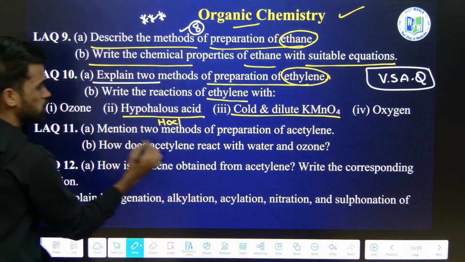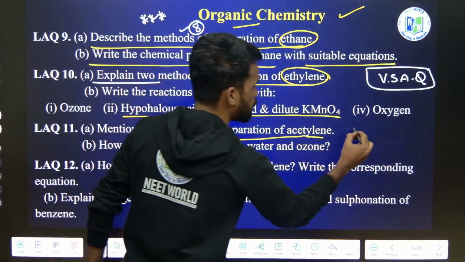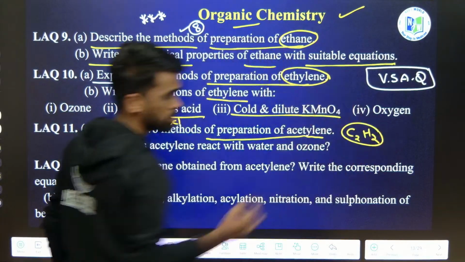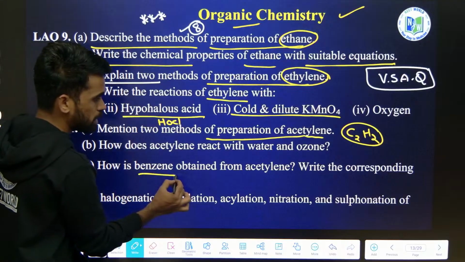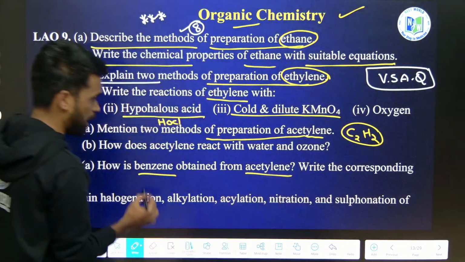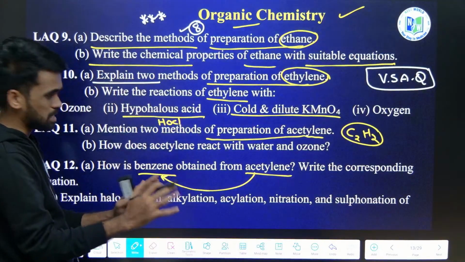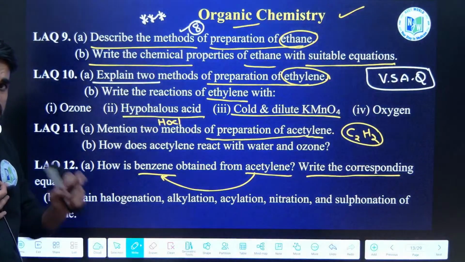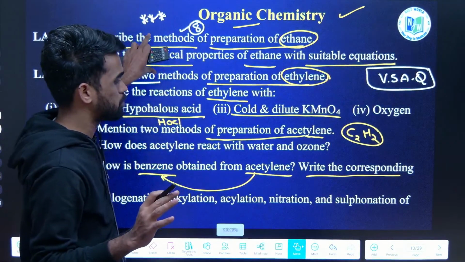Okay, so mention two methods of preparation of acetylene. So how do we prepare C2H2? This is a question being asked. Okay, so how is benzene obtained from acetylene? See, polymerization of acetylene gives benzene. Okay, this kind of reactions, everything will be given from my side. Just stay connected. I am going to cover all of them in the easiest way possible.